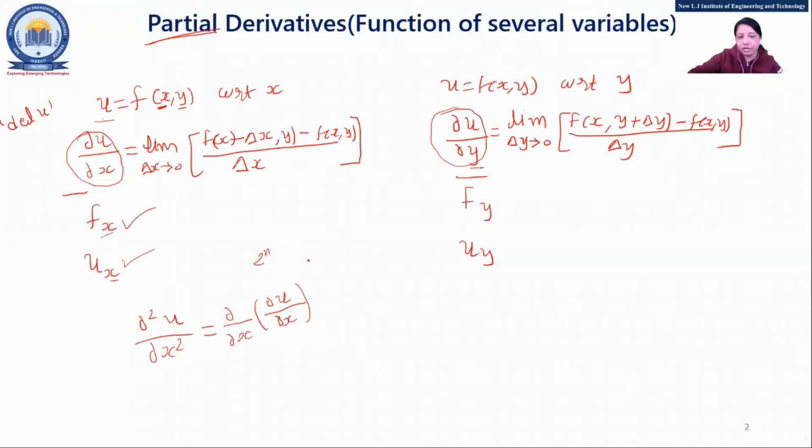Whatever example we are going to cover today, and mostly whatever is in your syllabus, is of second order. So right now we'll go only for second order and not discuss further today. Suppose you want to find del square u by del y square. It is del by del y of del u by del y. So this is a second order derivative.